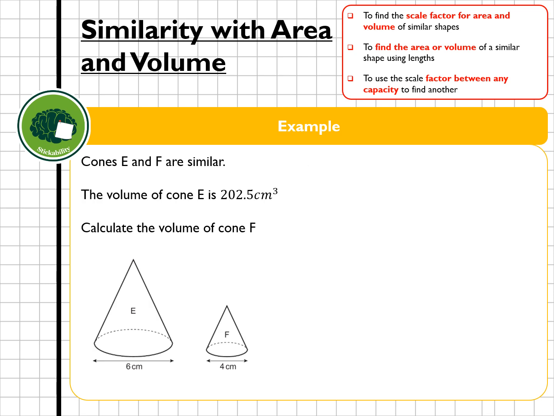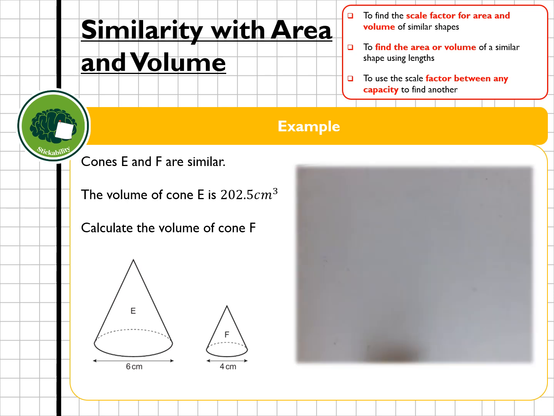Let's try and put this into practice. Cones E and F are similar. The volume of cone E is 202.5 centimeters cubed. We want to calculate the volume of cone F. So to begin with, we need a scale factor.